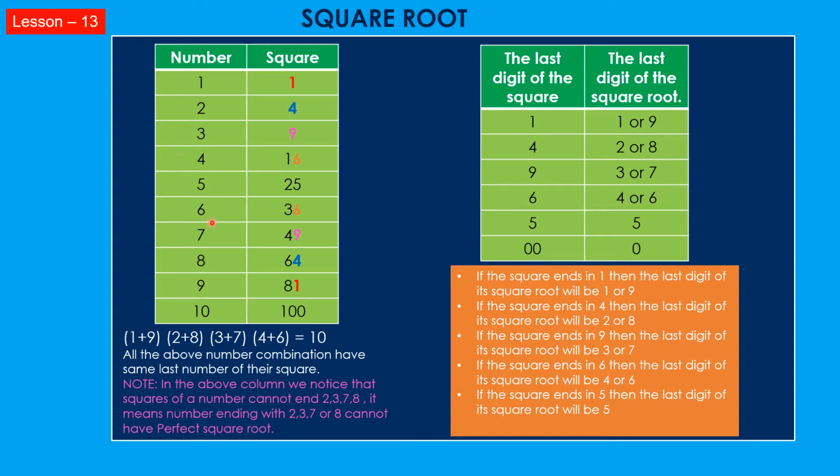We can look in this column. If the last digit of the number is 6, then the last digit of the square root will be 4 or 6. If the square ends in the number 5, then the last digit of the square root will be 5, and if the square ends with 00, the last digit of the square root will be 0.